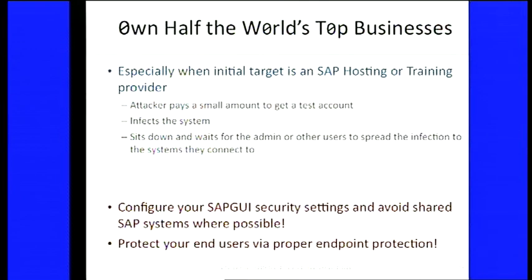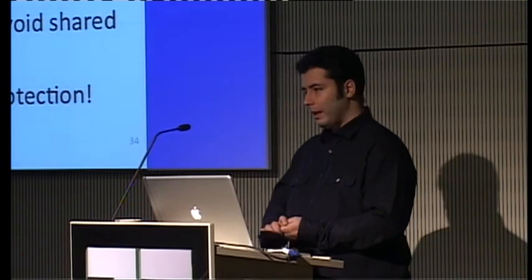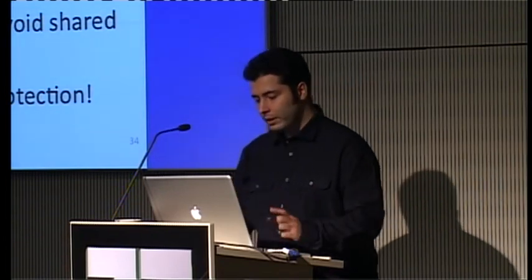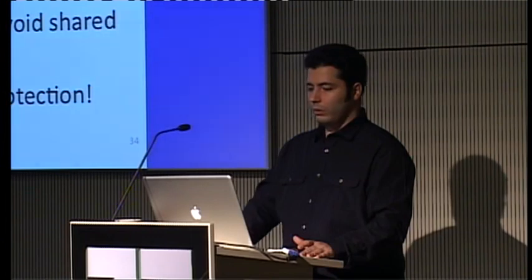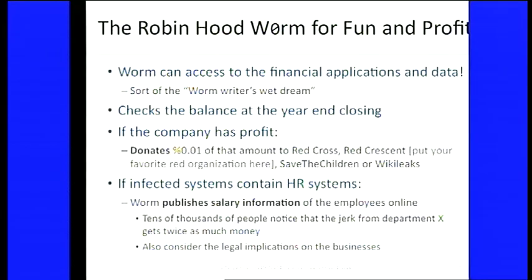And second, you should have very proper endpoint protection on the local laptops or desktop machines, where outbound connections and code execution are strictly controlled. This brings, of course, to the concept of the Robin Hood worm. I checked on the internet, I couldn't find any, so I say it's the Robin Hood worm.